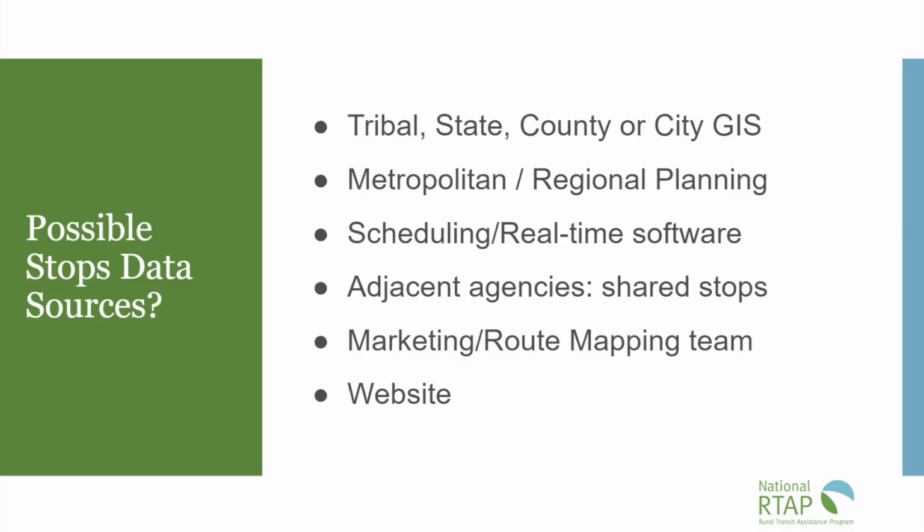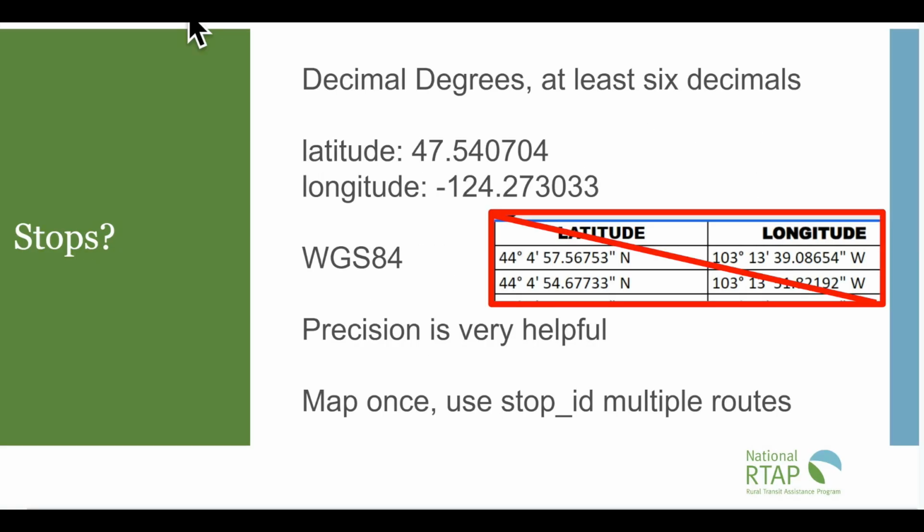When we ask our GIS experts, we need decimal degrees, if possible, 6 decimals past the dot. Here's an example of a latitude longitude. It's WGS 84. Precision is very helpful. We're going to reuse bus stops when they are shared among different routes and trips.